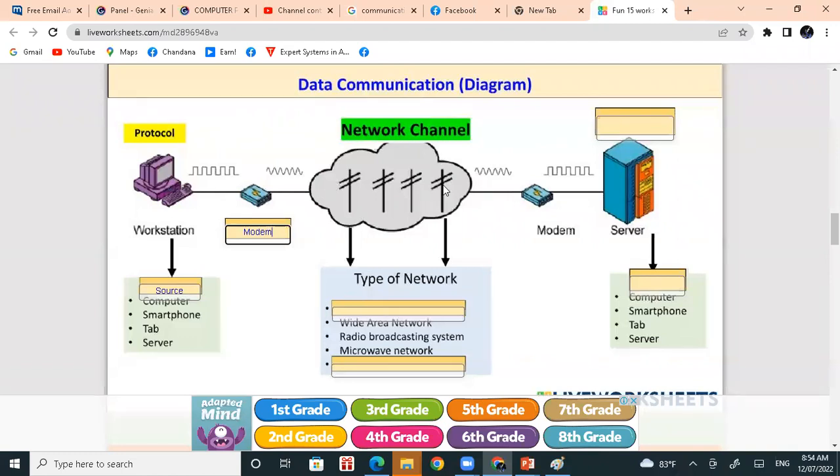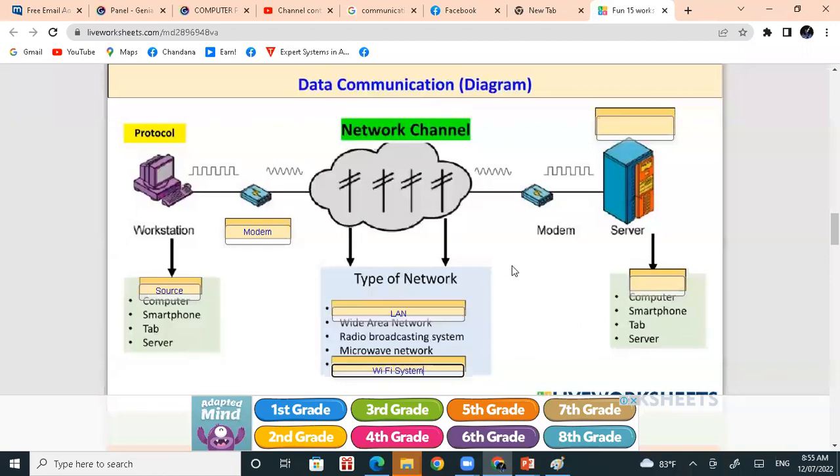Right. Then network channel. Network channel determines the path of the data. Here they give some examples of networks. Can you remember the first one? Local area network, or LAN. Then wide area network, radio broadcasting system, microwave network. Then what's the last one? Wi-Fi system.